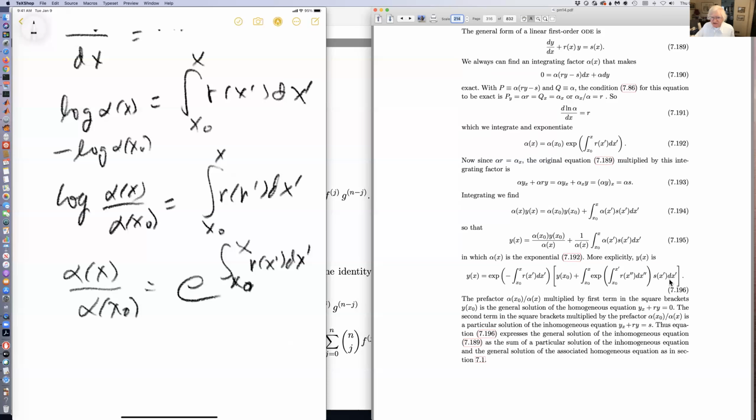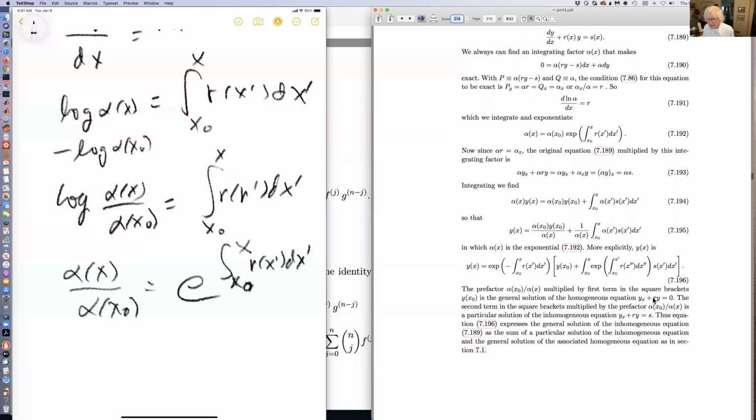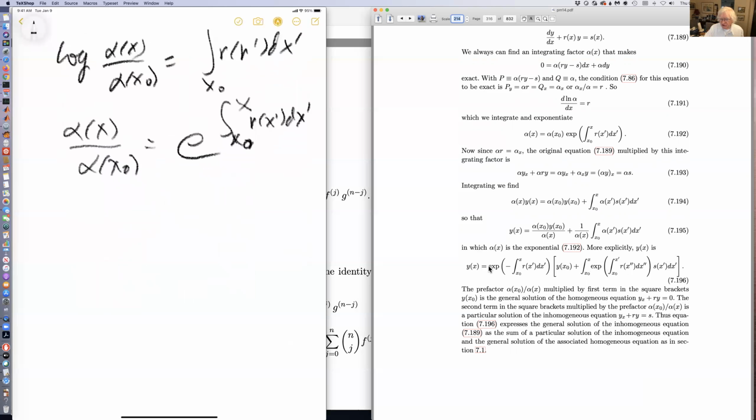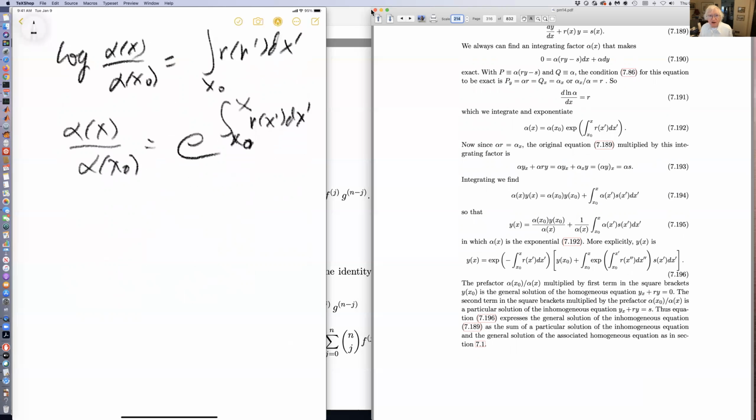And now what we can say is that the prefactor times y of x0 is actually the general solution of the homogeneous equation. Because this homogeneous equation would be, the x derivative of log y is equal to minus r. And so we go through the same razzmatazz and we get that. Then this is a particular solution of the inhomogeneous equation. And so this gives us the general rule that the general solution of an inhomogeneous equation is the general solution of the associated homogeneous equation plus any old solution of the inhomogeneous equation.